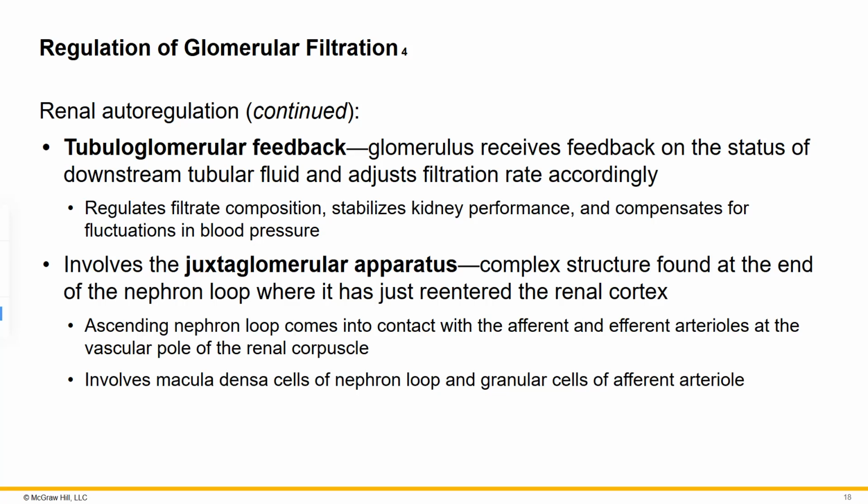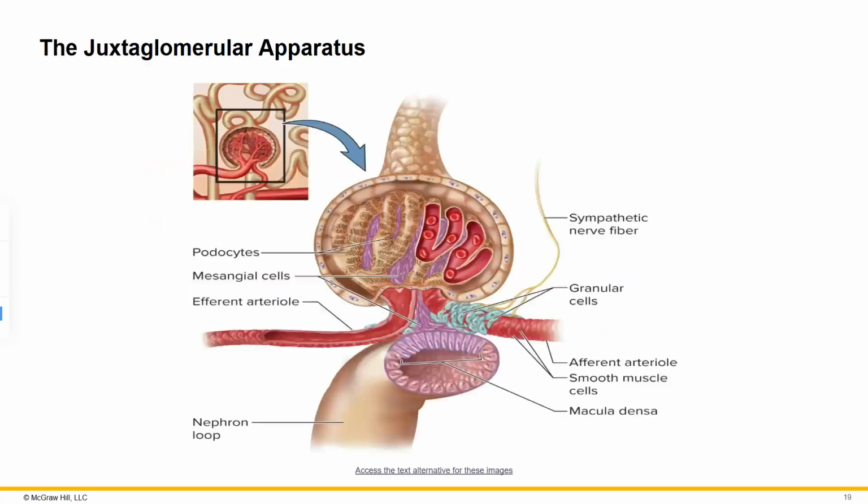The tubuloglomerular feedback: the glomerulus receives feedback on the status of downstream tubular fluid and adjusts filtration rate accordingly. It regulates filtrate composition, stabilizes kidney performance, and compensates for fluctuations in blood pressure. It involves the juxtaglomerular apparatus, a complex structure found at the end of the nephron loop where it has just re-entered the renal cortex. Ascending nephron loop comes in contact with the afferent and efferent arterioles at the vascular pole of the renal corpuscle. It involves macula densa cells of the nephron loop and granular cells of the afferent arteriole. And this is a diagram of that structure.